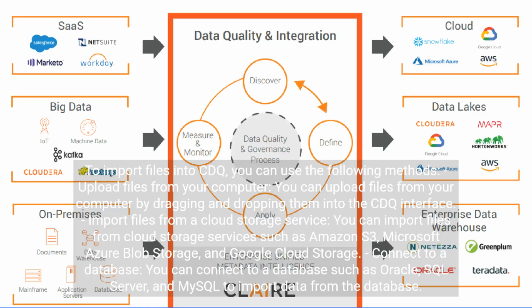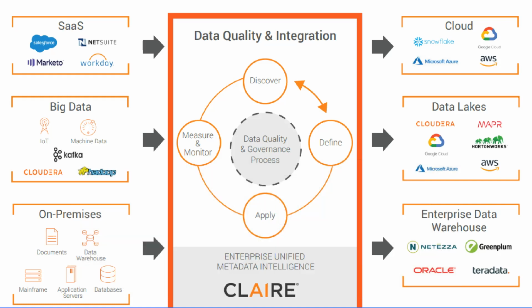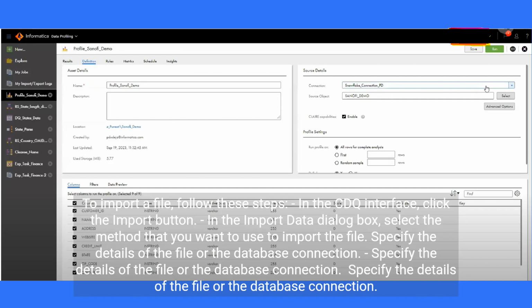To import files into CDQ, you can use the following methods. Upload files from your computer. You can upload files from your computer by dragging and dropping them into the CDQ interface. Import files from a cloud storage service. You can import files from cloud storage services such as Amazon S3, Microsoft Azure Blob Storage, and Google Cloud Storage. Connect to a database. You can connect to a database such as Oracle, SQL Server, and MySQL to import data from the database.